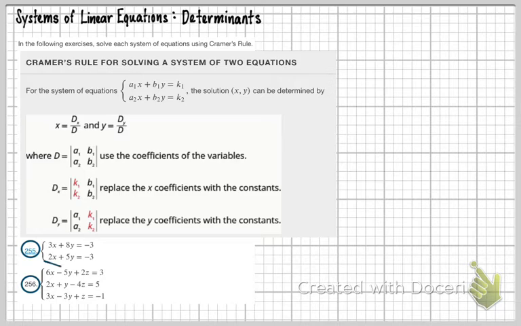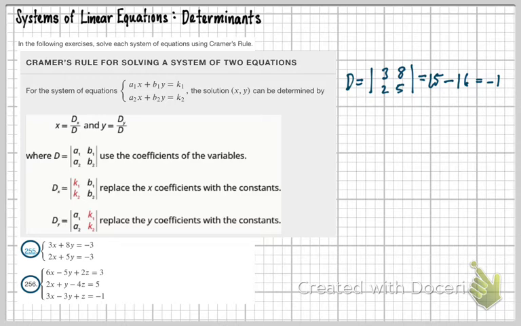So the first thing we're going to do is look at this 3x plus 8y, 2x plus 5y, and we're going to find d here. So my d is going to equal 3, 8, 2, 5. And there it is. And again, it's just the coefficients for my x's and y's, and that's my determinant I'm going to find here. And that's just going to be 3 times 5, which is 15, minus 8 times 2, which is 16. So that's going to equal negative 1.